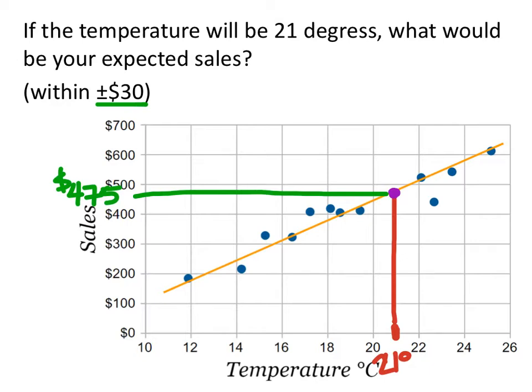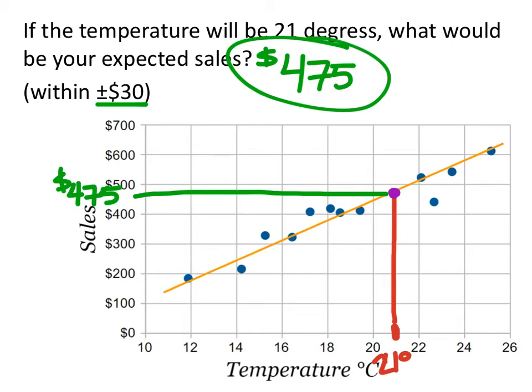So even though I may not be right on the money, and I don't think that I am, I don't have to be on the money on this one, okay? It's just a predicted approximation of what we would expect the sales to be if it was 21 degrees outside, I guess.